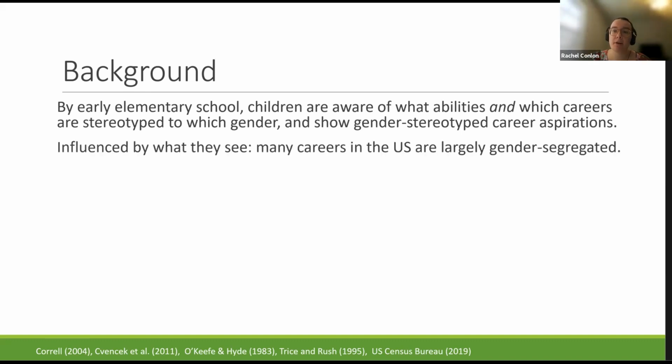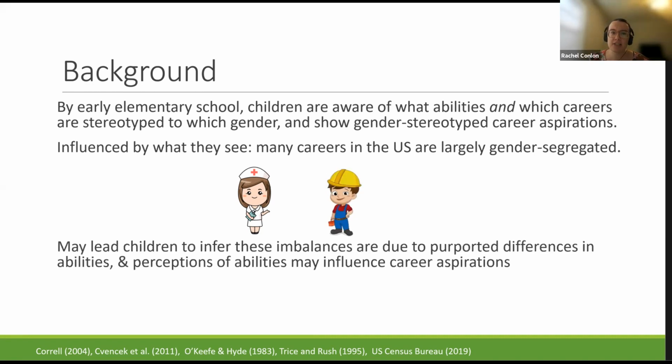And this is influenced by what they see around them. So the truth is that many careers in the US are largely gender segregated. The vast majority of nurses are women, for example. The vast majority of engineers are men. And so this might lead kids to infer that these imbalances in these careers are because of these purported differences in abilities. And then their own perceptions of their abilities might influence what careers they think they can do.